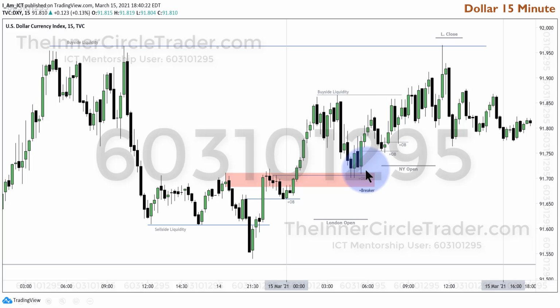Optimal trade entry, London open kill zone. Bullish order block, OTE, attacking the buy side liquidity pool, relative equal highs. Optimal trade entry into New York open with bullish order block here. And there's another one here from this low to this high, back down in. Fair value gap, order block, New York open, attacking the buy side liquidity pool here.